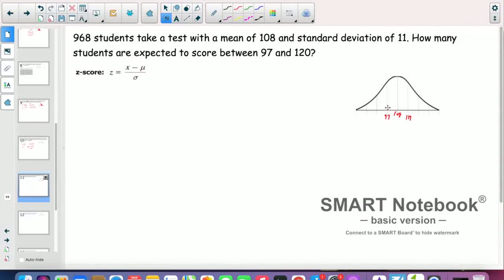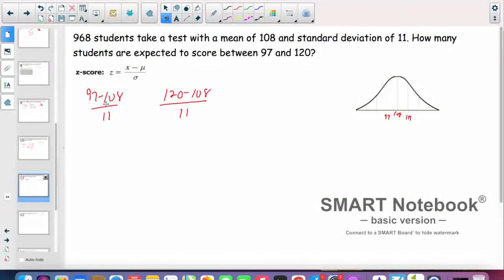So we're at -1 z-score here and just above 1 here. So the first thing we need to do is find the z-scores at 97 and 120. So I'm going to find both of those. For the 97, I would have 97 minus 108 over the standard deviation of 11. For the 120, I would do 120 minus 108 over the standard deviation of 11.